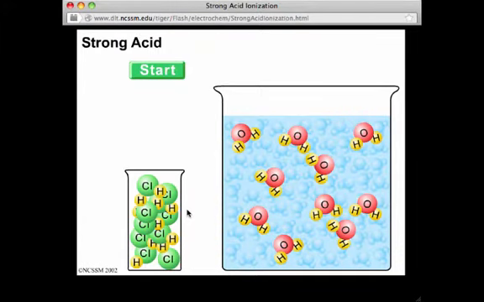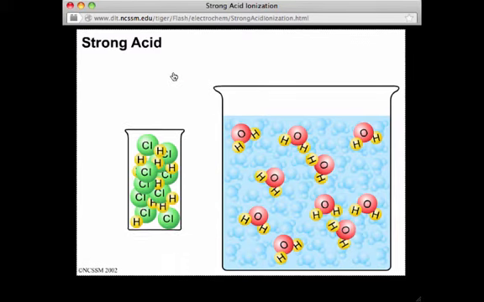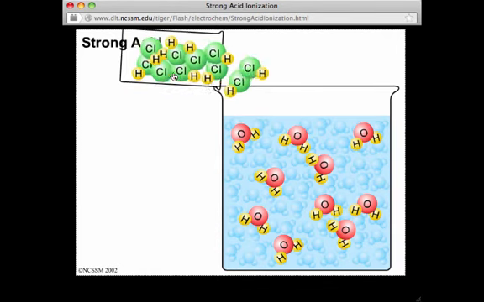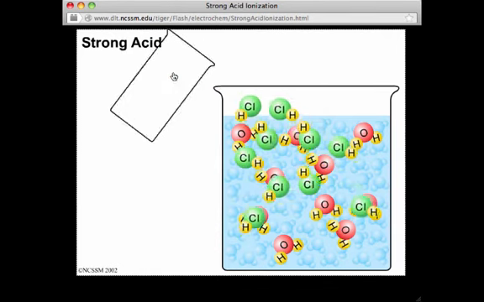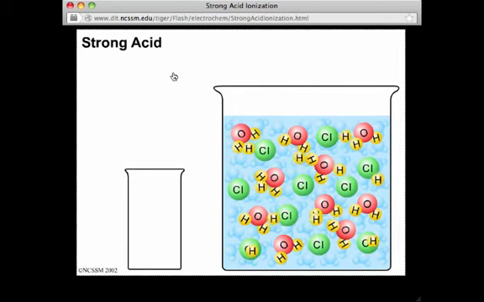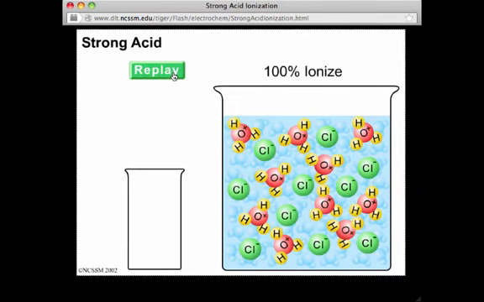Here we'll show you the dissociation of a strong acid. We have hydrochloric acid in the little beaker, and in the big beaker we have water. So when we start the animation, we add the hydrochloric acid to the water, and you'll see that all of the hydrogens from the hydrochloric acid leave the chloride ion for the water, forming H3O plus and Cl minus. There are no more HCl's present in the big beaker.